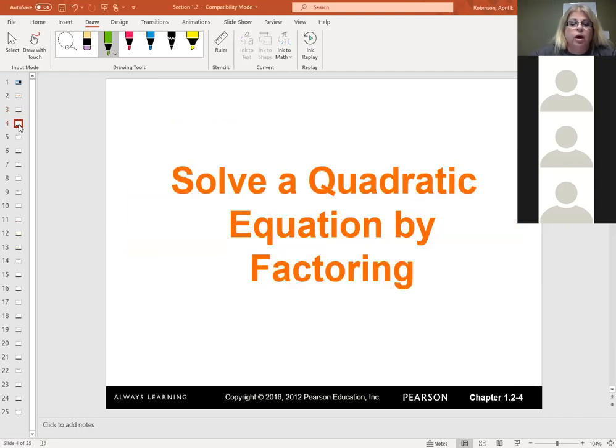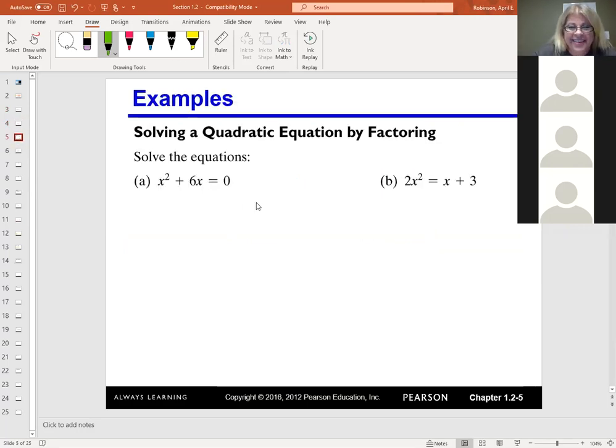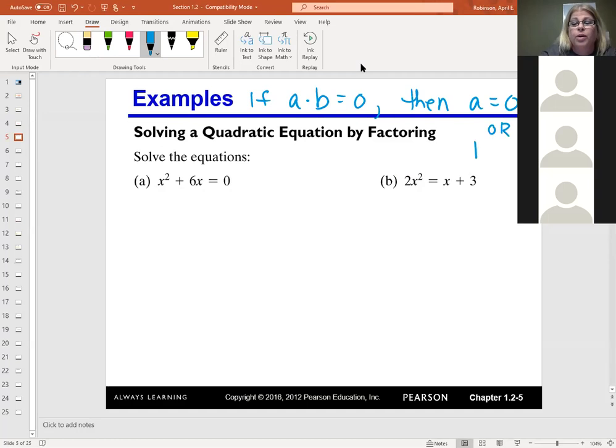Okay. So we're going to start by solving a quadratic equation by one of the many F words in math, factoring. There's a lot of different ways to factor, and I actually have a handout that I'm going to post also with all the different ways on it. But when you're solving these things, there's something you have to remember, and that is if A times B equals zero, then either A is equal to zero or B is equal to zero. If two things are multiplied together and the answer is zero, then one of them has to be zero.